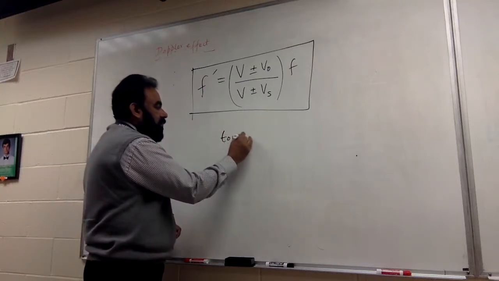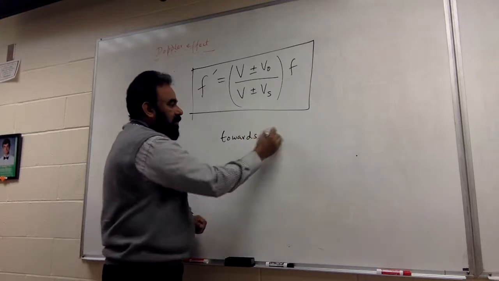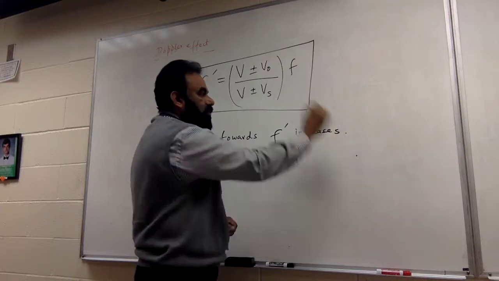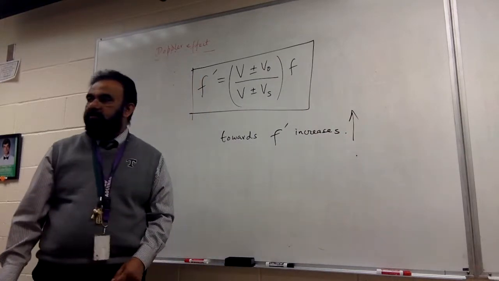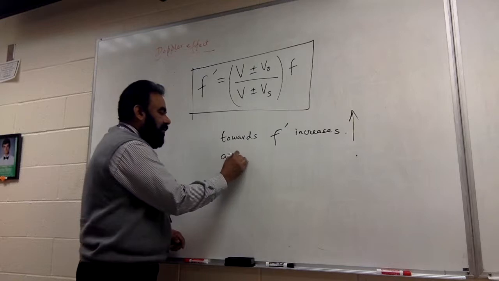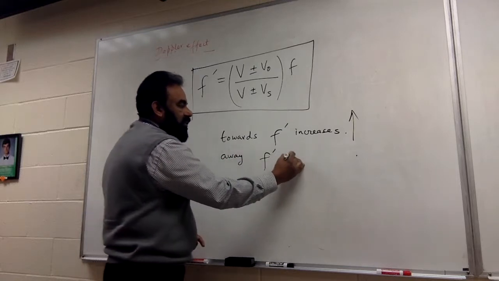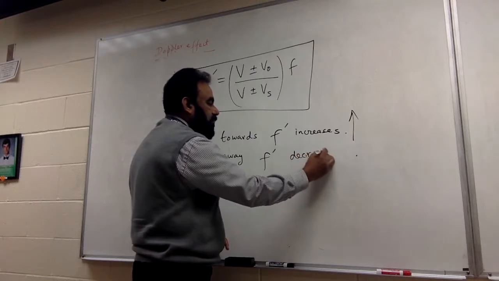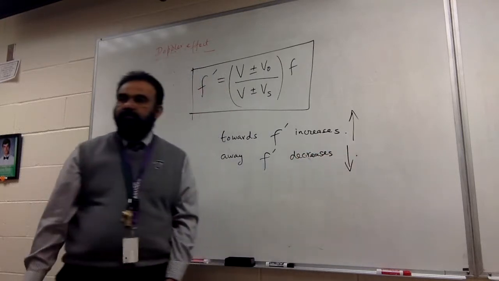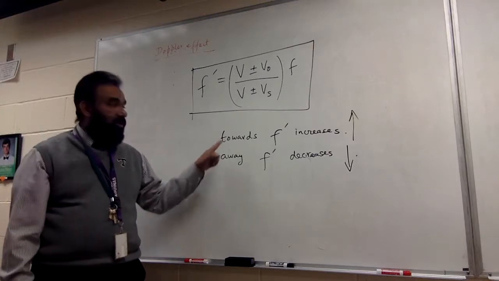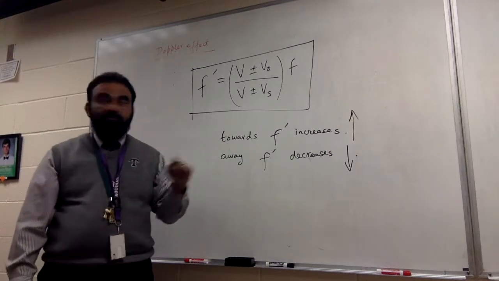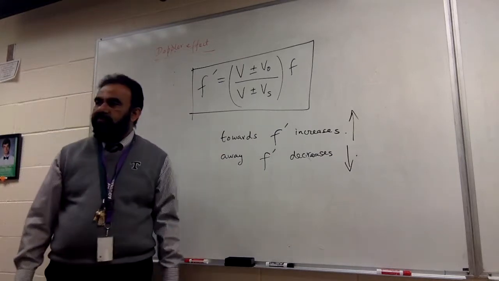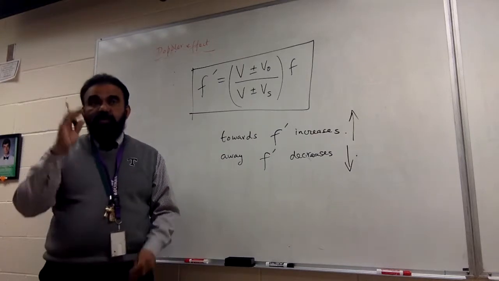Towards, F prime increases or goes up, right? Away, F prime should decrease. If anything is towards, frequency has to go up. This one has to go up. If anything is away, frequency has to go down. So let's look at it now.